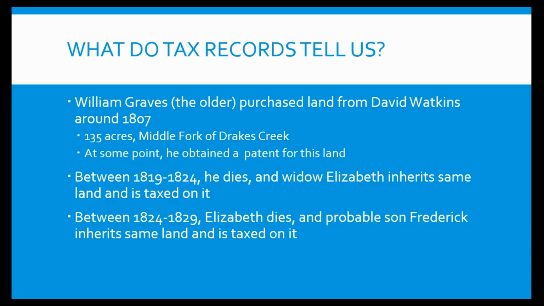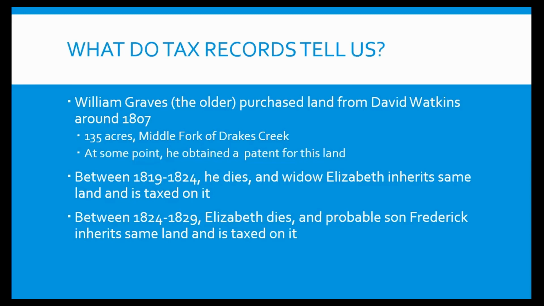And then we know that between 1824 and 1829, Elizabeth dies, or she becomes too old to be taxed for it. But we think that the ownership has passed to her heir, and that would be a son. So Frederick would have to be a son of this couple to inherit this land and to be taxed on it. There could be maybe some far-fetched other explanation, but this is really the only thing that makes sense.